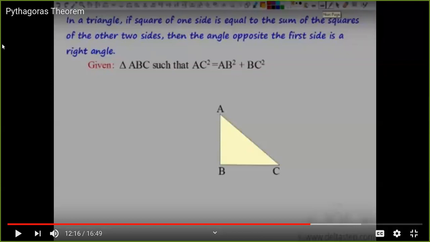So if you start with a right triangle, you know hypotenuse square is equal to sum of squares of other two sides. But if you start with any ordinary triangle and you happen to see that the sum of the squares of two sides is equal to the square of the third side, then the angle opposite to that side, the larger side, is going to become a right angle. So what is given to me is triangle ABC such that AC square is equal to AB square plus BC square. So after the statement, draw the figure and then write down this given.